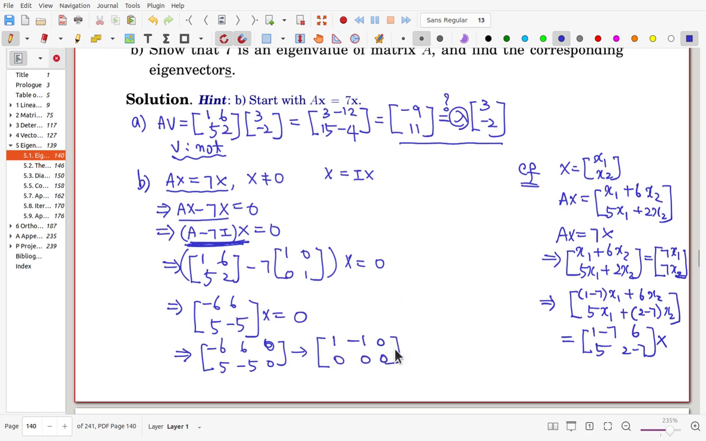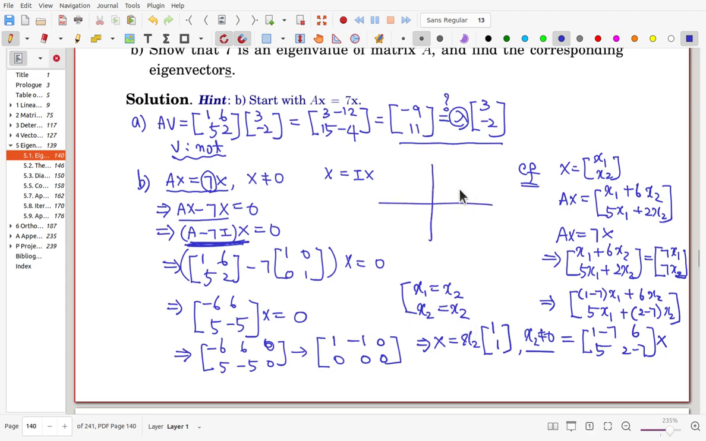So here, from this one, x1 equals x2. x2 is a free variable, so x2 equals x2. So now (x1, x2) is the same as x2 times (1, 1). And if x2 is non-zero, then this x will be an eigenvector. So basically the 1, 1 direction. So there are many eigenvectors for the eigenvalue 7, but the direction is 1, 1.